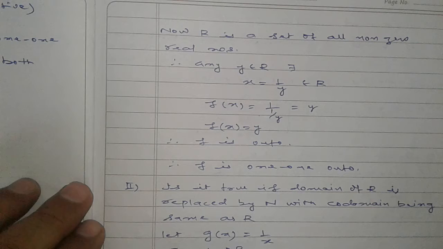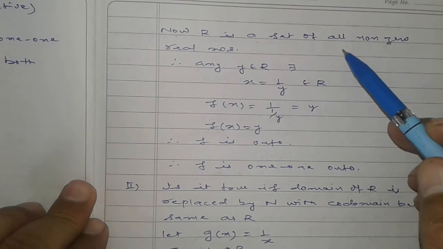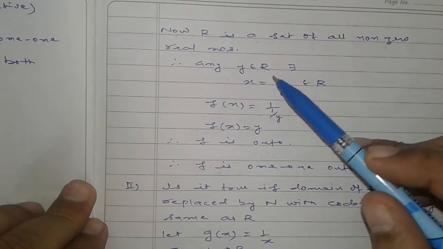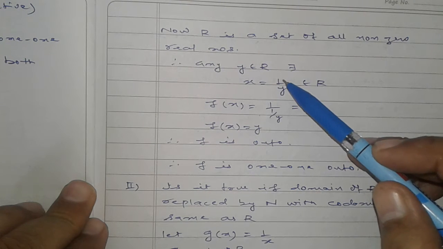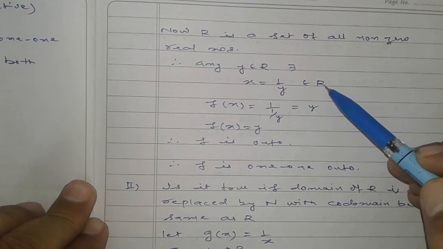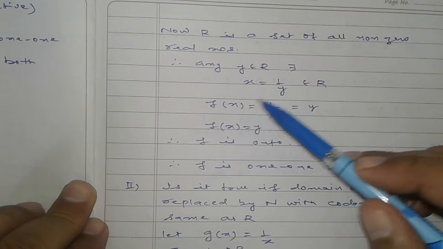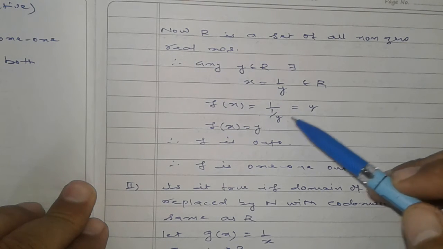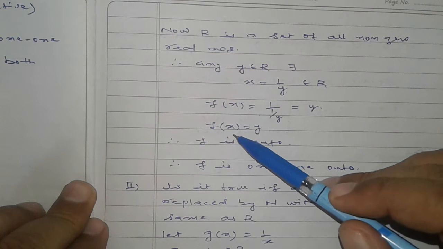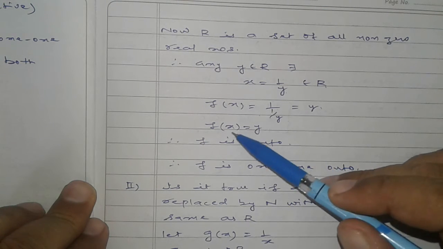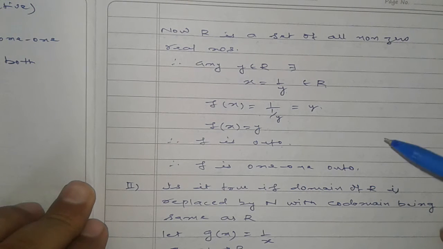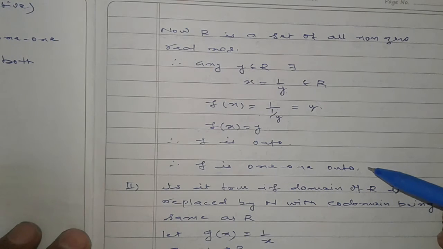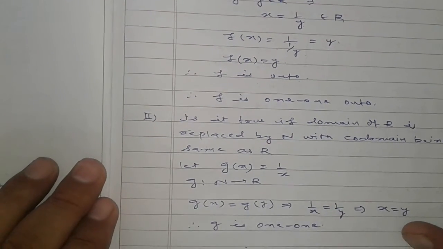the second, now R is the set of all non-zero real numbers. तो कोई भी अगर y R में है, so x can be written as 1 upon y, ये भी R में है. So what is f(x)? 1 upon 1 upon y means y. So f(x) is equal to y. So f(x) is equal to y implies that f is onto. So f is one-one and onto. Now the second part is, is it true?